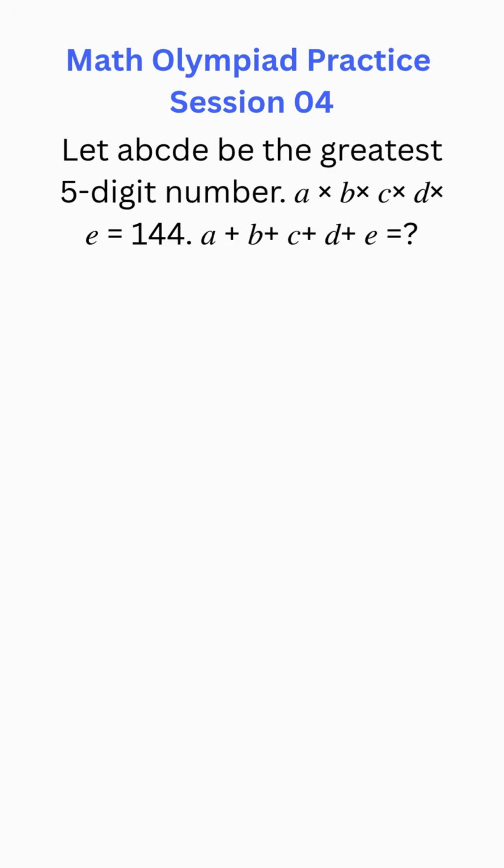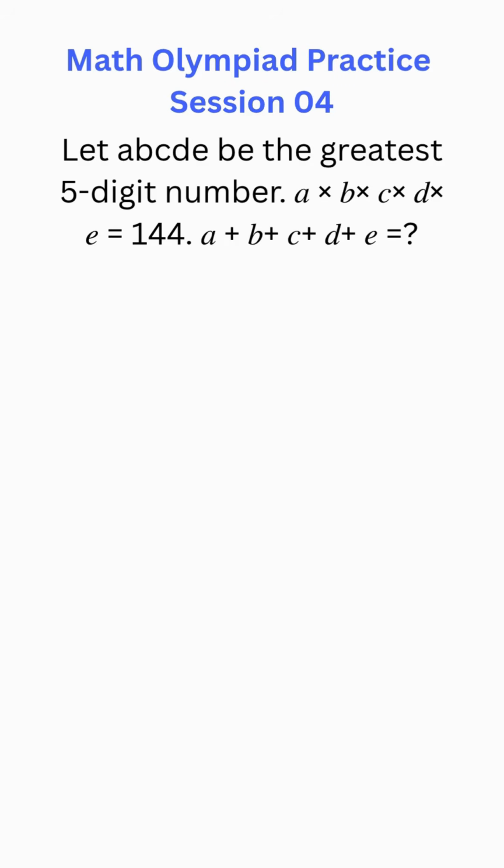So first thing first, they're asking us to find the greatest five-digit number, right? So when does the number become the greatest number? When the first letter, the leftmost number, is the biggest. Which means the first letter has to be as big as 9, or somewhere close to that, because that's the highest number. So that's what we're going to do here.